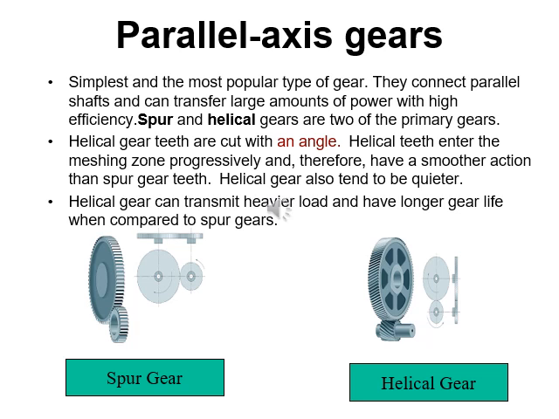Compared to the spur gears, helical gears are cut with an angle. In helical gears, the teeth enter the meshing zone progressively and therefore have a smoother action than spur gear teeth. Helical gears also tend to be quieter. Of course, it comes at a cost. Helical gears can transmit heavier loads and have a longer lifetime compared to spur gears. Spur gears are pretty much direct because of the simple design, and the contact surface tends to be much more prone to damage.